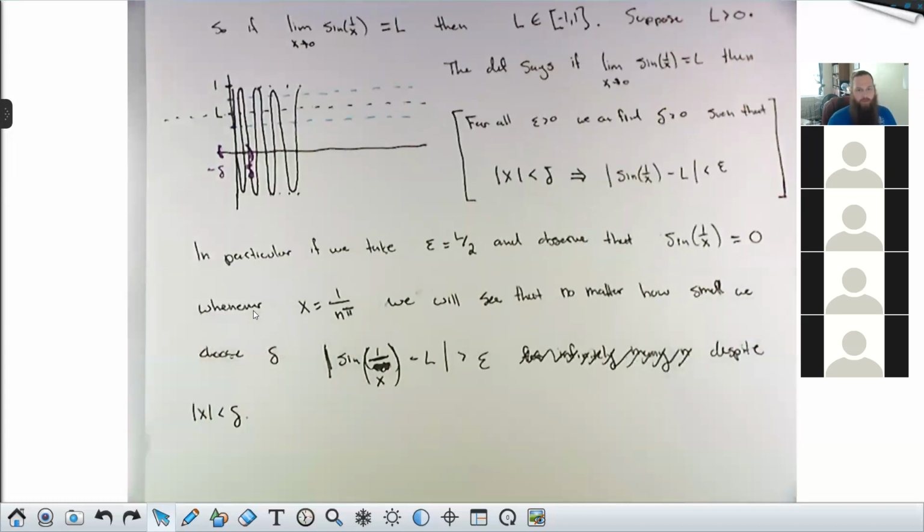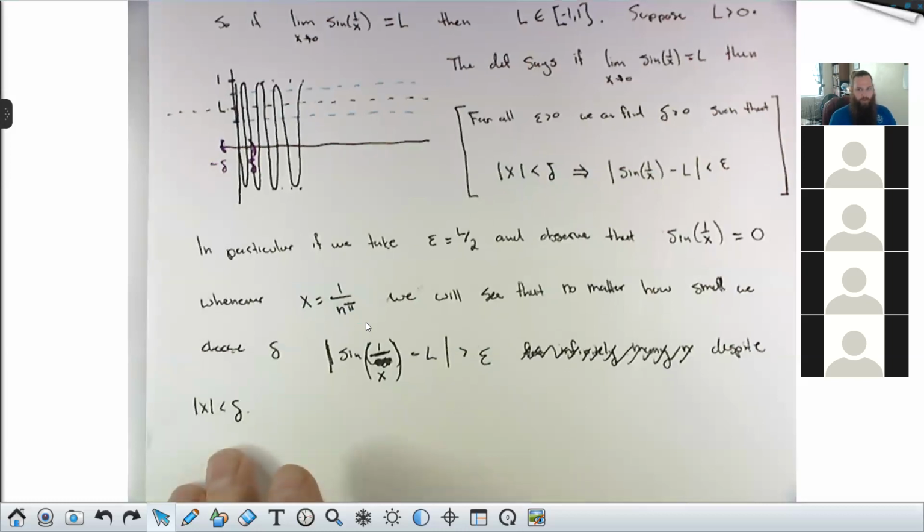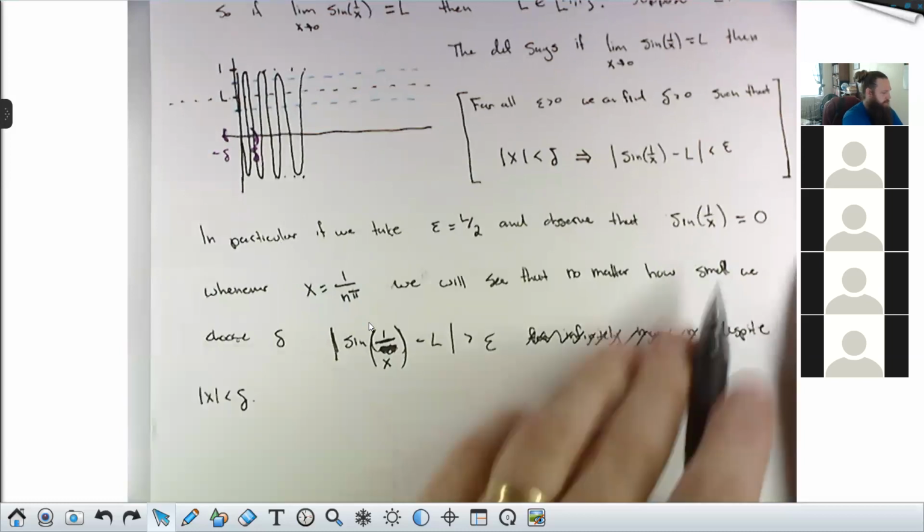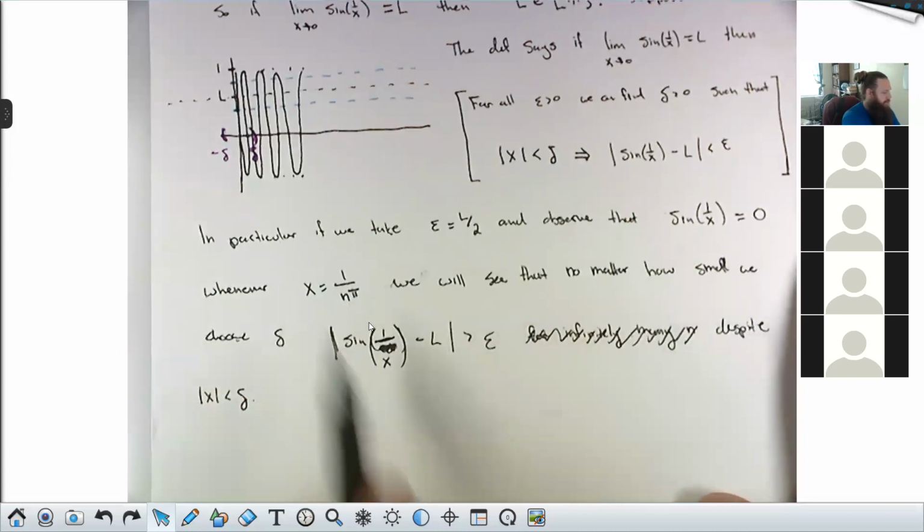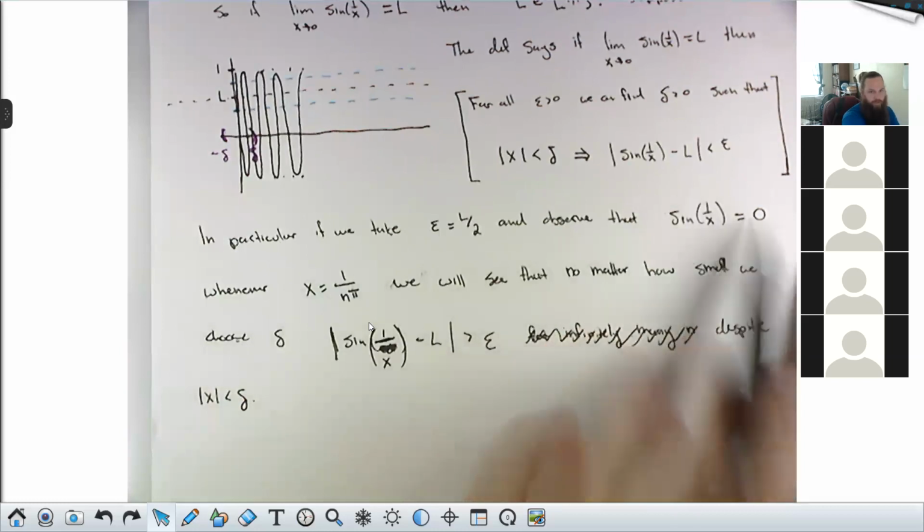All right. So this would contradict this, right? If saying no matter how small you choose delta, even if x minus c is less than delta, the absolute value of f of x minus L is going to be bigger than epsilon. Why? Well, like I said, I'm going to take epsilon to be L over 2. And then I'm going to say that on any interval of the form absolute value x is less than delta, I have infinitely many things like this. Now, why is it the case that sine of 1 over x is equal to 0 when x is equal to 1 over n pi? Well, because when you plug in 1 over n pi here, you get sine of n pi, which is always 0.